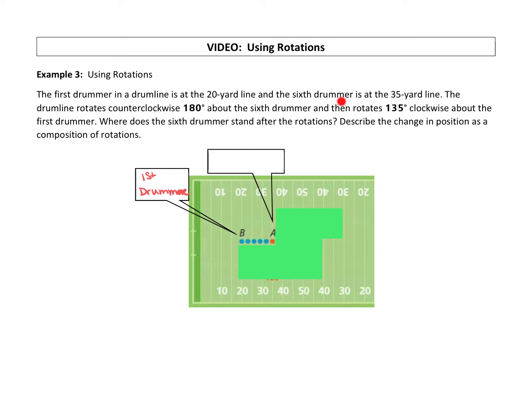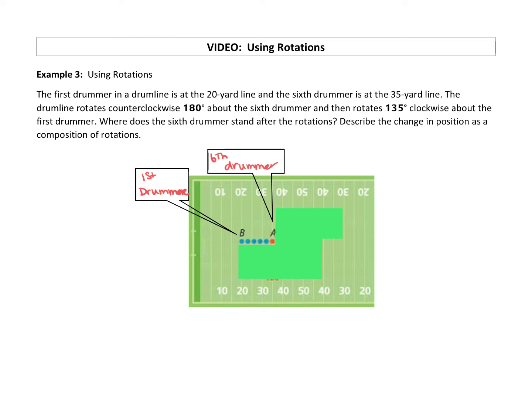And the sixth drummer is at the 35-yard line. So between 30 and 40, here's 35. So position A, that is the sixth drummer. And we can see we've got our first drummer, 1, 2, 3, 4, 5, 6. Those are our 6 drummers in the drum line.